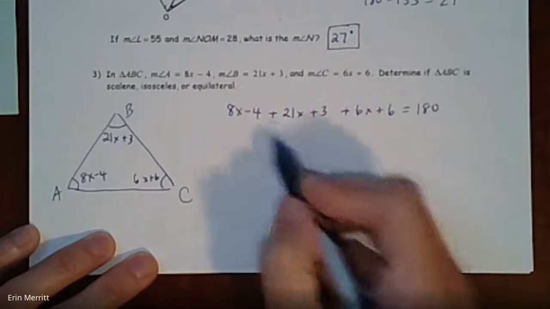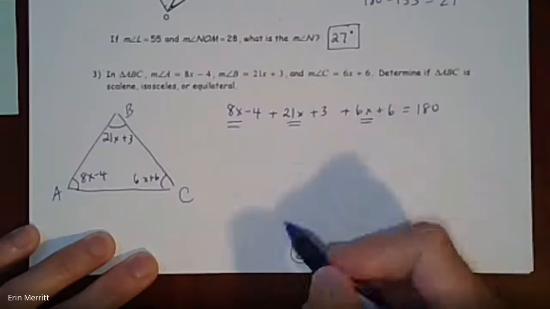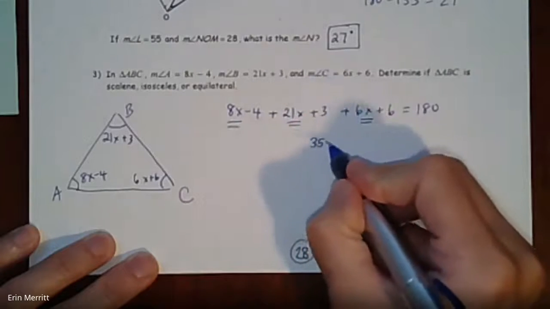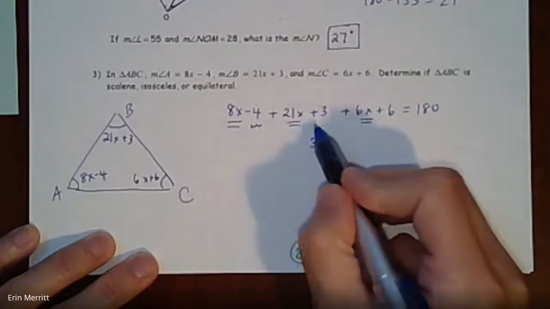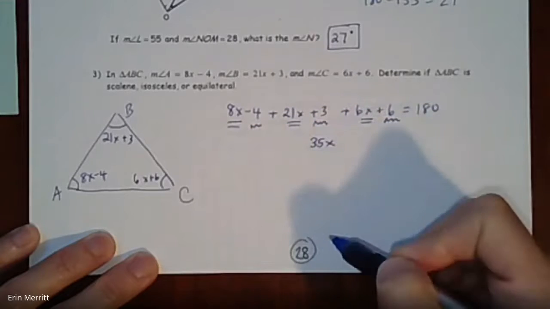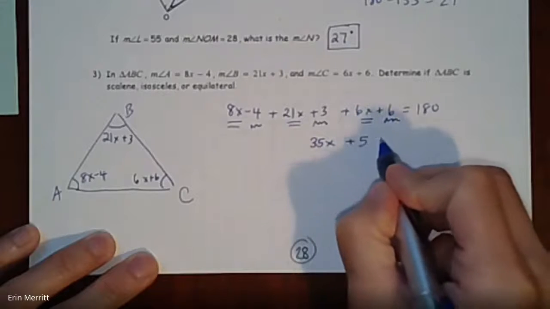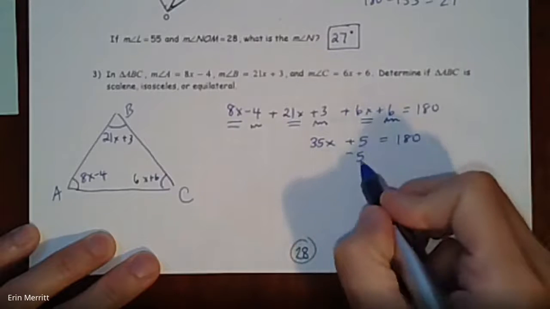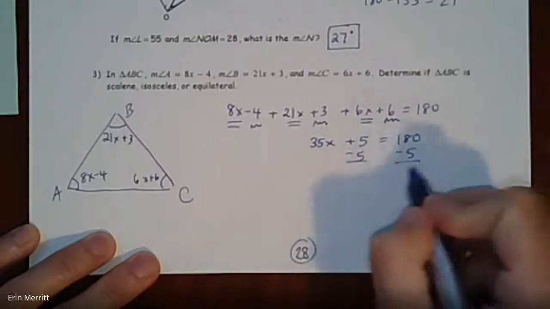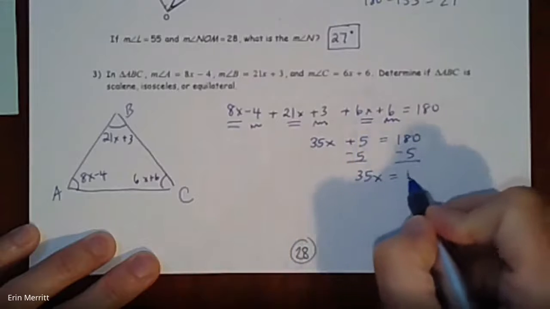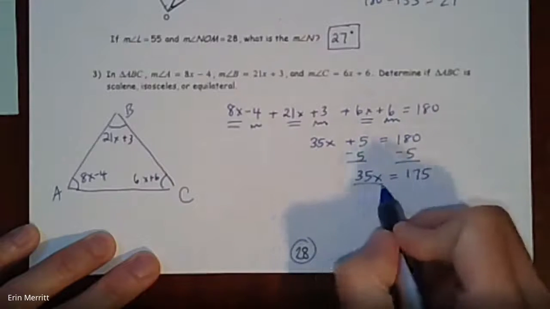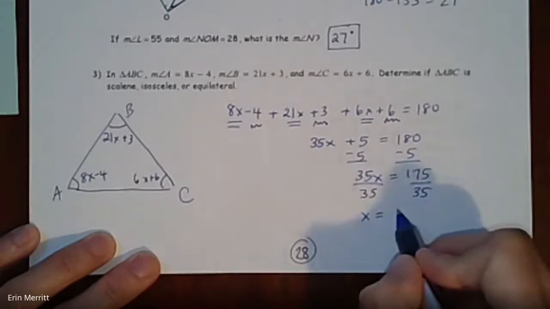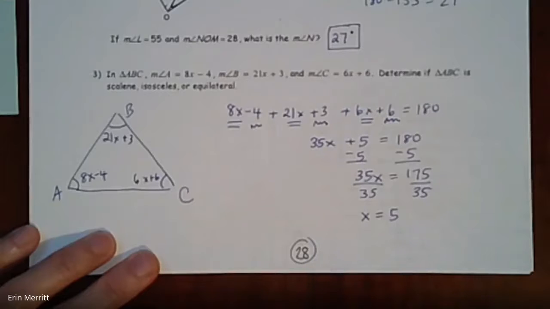It takes a little bit of work to combine and clean things up. 21 and 8 is 29, plus 6 should give us 35x, minus 4, plus 3, plus 6. It's either mental math or you're grabbing your calculator. So I end up with plus 5. Move that on over. We get 35x equals 175. Ooh, and this one comes out nice and pretty. So x should come out nicely as 5.